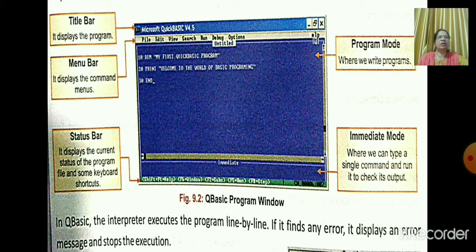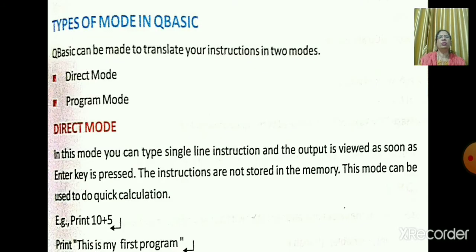Now we will learn the difference between program mode and direct or immediate mode. In immediate mode, you can type a single-line instruction, and the output is viewed as soon as the Enter key is pressed. Suppose I write PRINT 10 + 5 and press Enter in direct mode. There you will get the answer promptly. That is known as direct mode. This mode can be used for quick calculations.